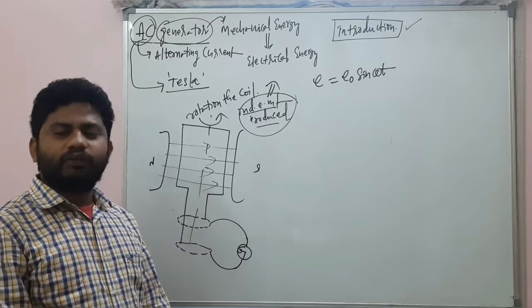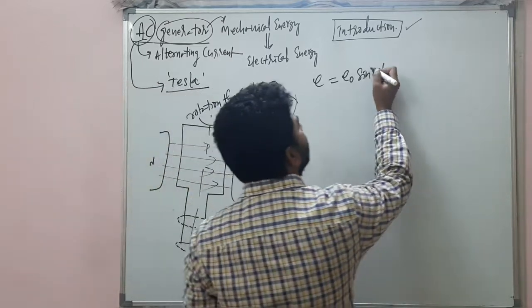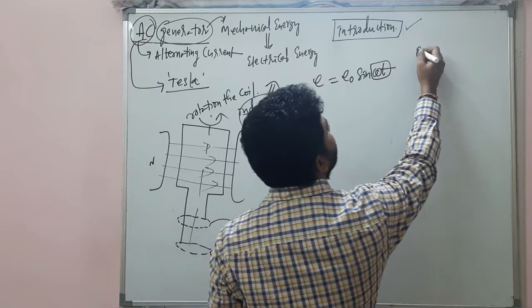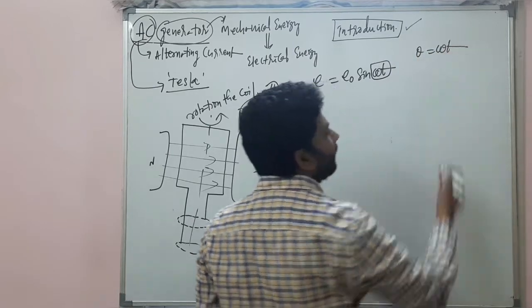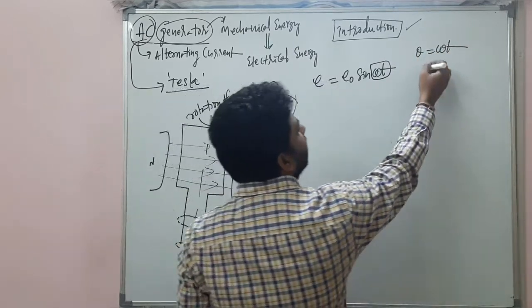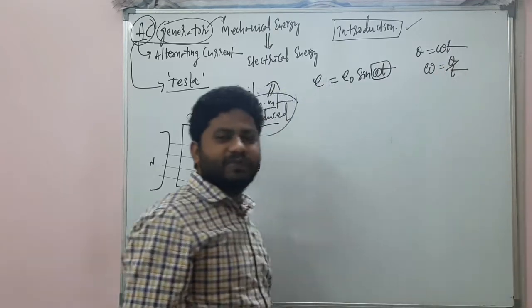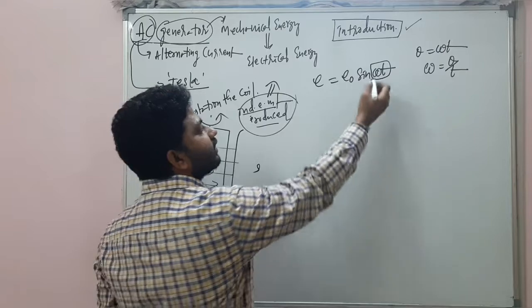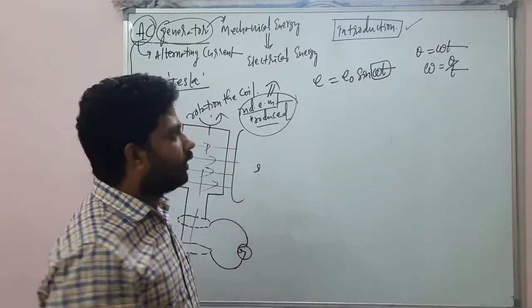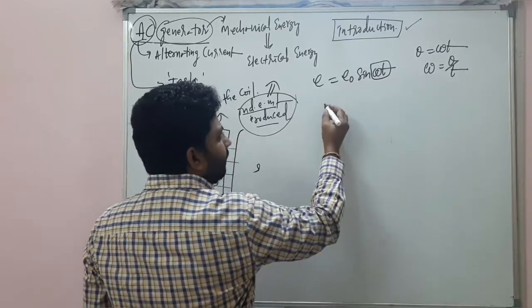Sine omega t. And what is sine omega t here? This omega t is actually theta only. Omega is angular velocity, which is equal to angular displacement by time, right? So this is E naught sine omega t. You know how it will be?